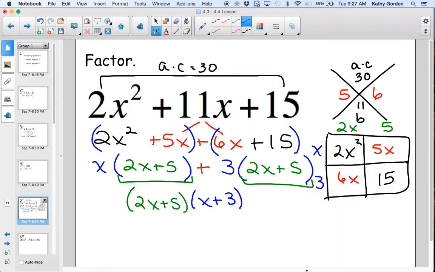And then you check, because sometimes the signs get a little funky. So you just have to double check. Does 2x times x really give me 2x squared? Yes. Does 5 times x really give me 5x? Yes. Does 2x times 3 really give me 6x? Yes. Does 5 times 3 really give me 15? Yes. So that means this is one factor of 2x plus 5. And this is the other factor, which is x plus 3.